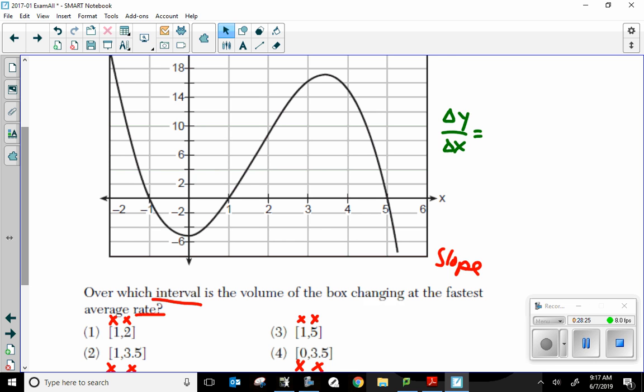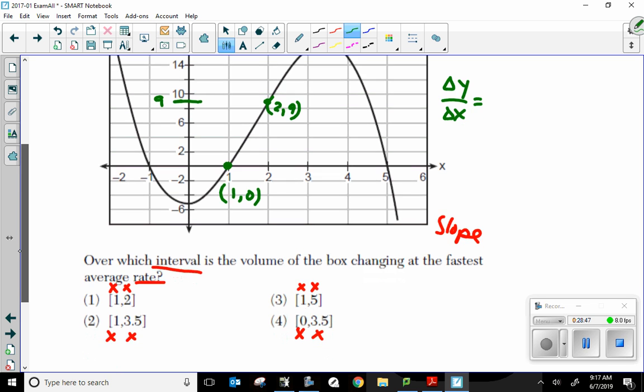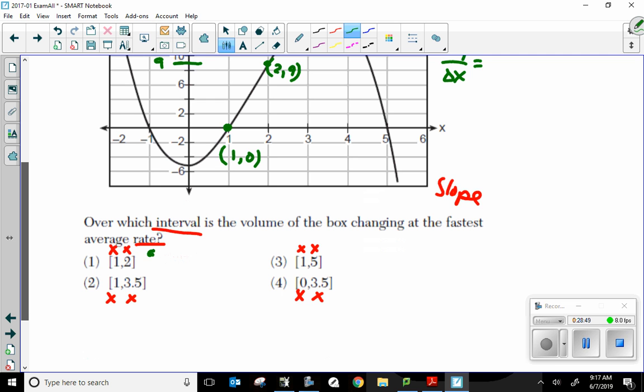So let's figure out the slope from when x is 1 to when x is 2. Okay, here's when x is 1. That's at 1, 0. Here's when x is 2. Oh boy, let's call that in the middle. These go up by 2, so in the middle here, that's 9. So 2, 9. So I'm going to do change in y over change in x. I've got 9 minus 0 over 2 minus 1. That's 9 over 1. That's a slope of 9.